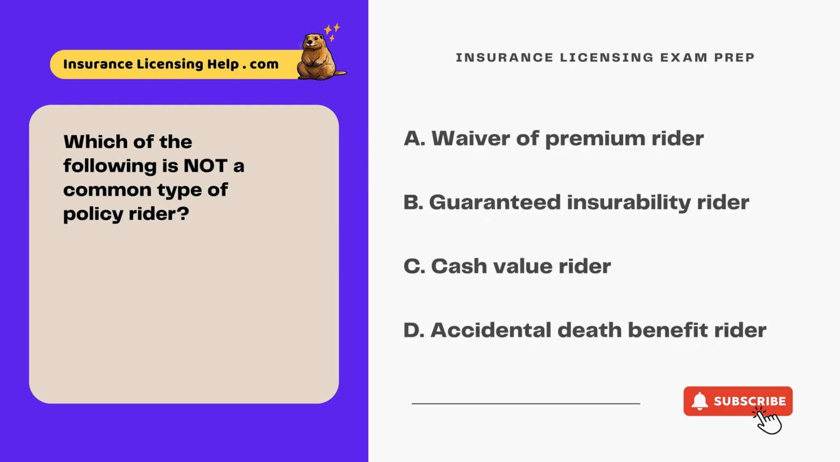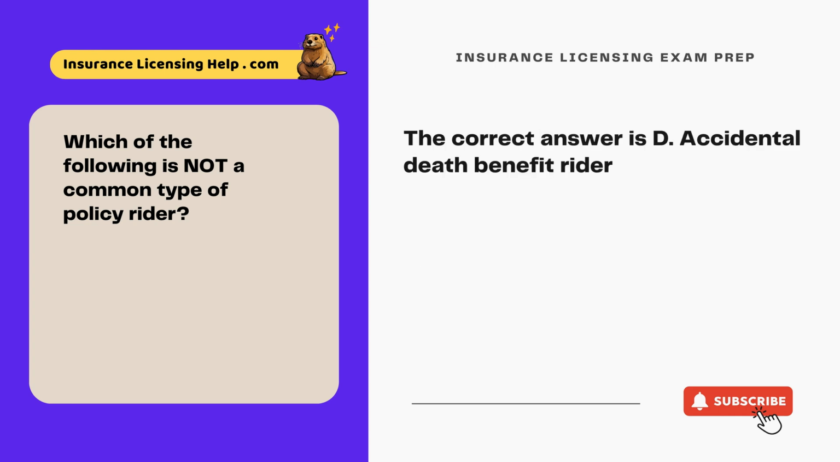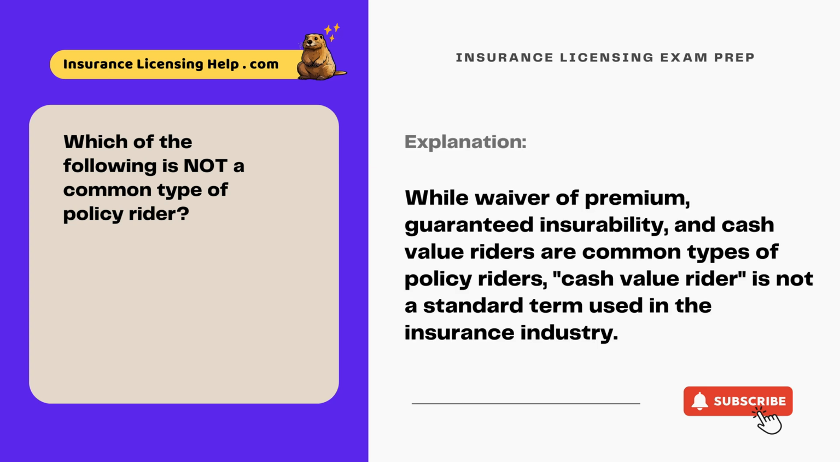Which of the following is not a common type of policy rider? A. Waiver of premium rider. B. Guaranteed insurability rider. C. Cash value rider. D. Accidental death benefit rider. The correct answer is D. Accidental death benefit rider. While waiver of premium, guaranteed insurability, and cash value riders are common types of policy riders, cash value rider is not a standard term used in the insurance industry.